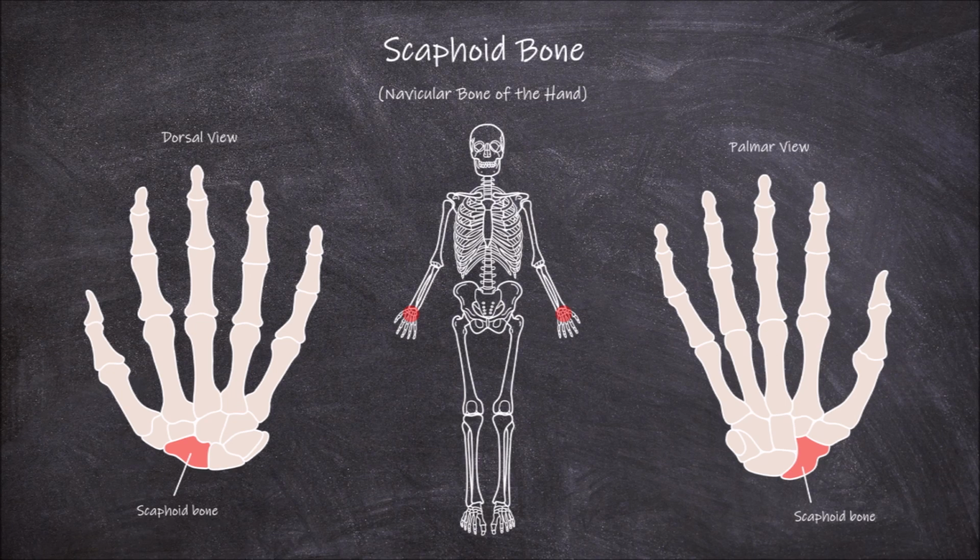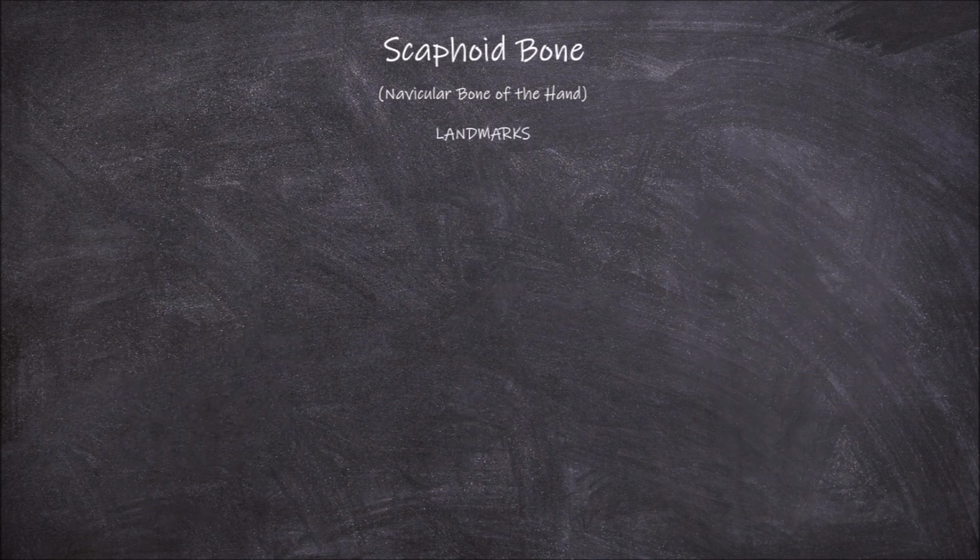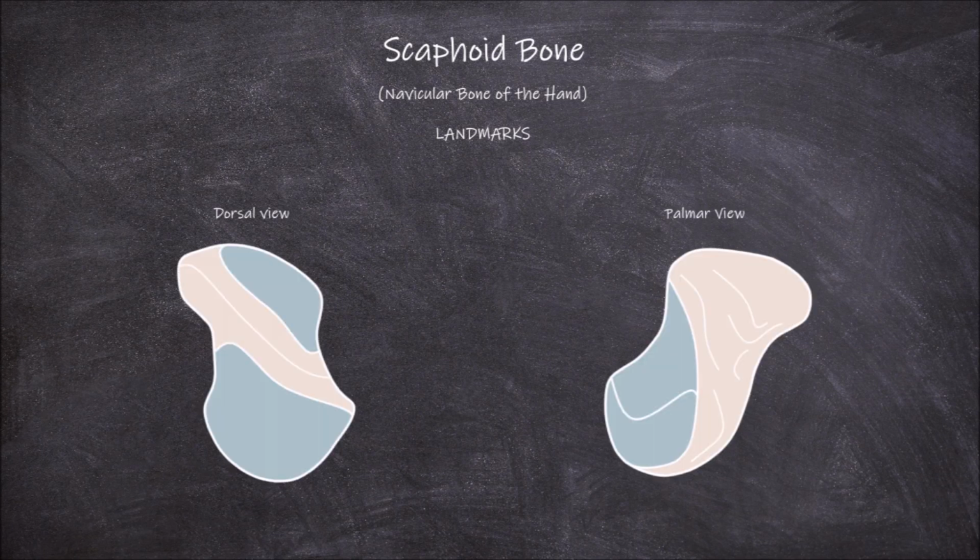Now we are going to look at the different landmarks and features of the scaphoid bone. Here we have the dorsal view and the palmar view of the right scaphoid bone. This bone is kidney bean-like in shape. This bone has 6 surfaces.